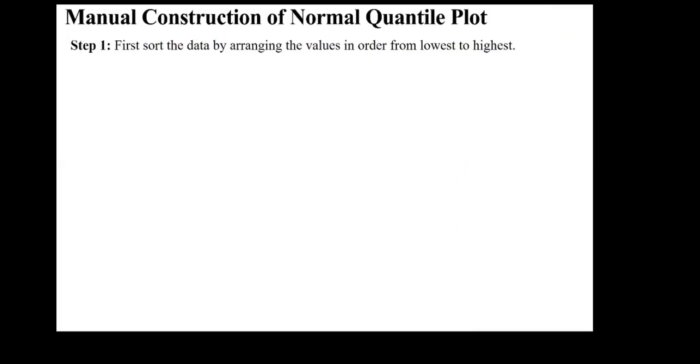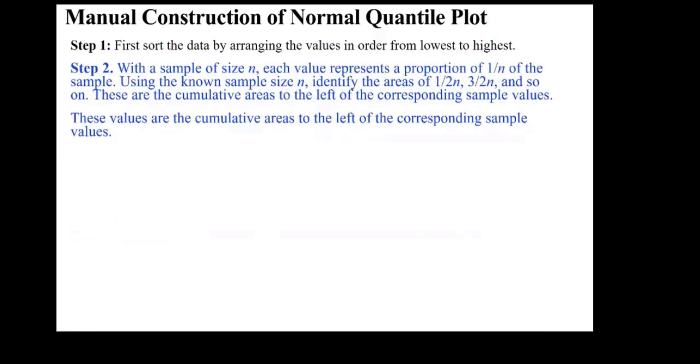All right, so manual construction of a normal quantile plot. How do we do that? Because what I want to do is quickly look at one simple example to have an idea how this works. The first step is to sort the data, ranking them, if you will, from small to large. Here's the second one. With a sample size of n, each value represents a proportion of 1 over n of the sample. Using the known sample size n, identify the areas of 1 over 2n, 3 over 2n, and so on. These are the cumulative areas to the left of the corresponding sample values.